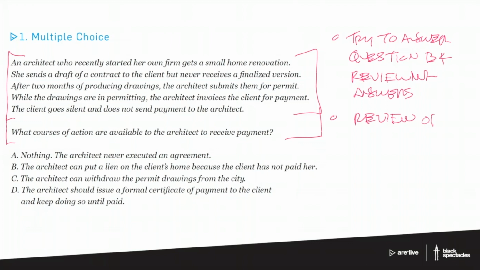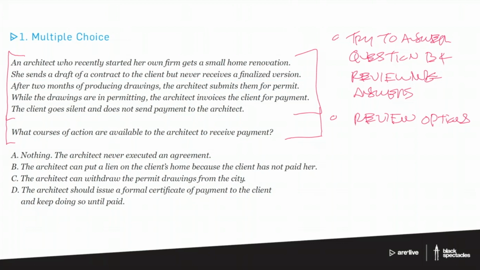Next one says the architect can put a lien on the client's home. Well, that sounds a little odd to me because every time I think of lien, I think of payments and construction times. I have also read and heard several times that liens deal with a GC and payment at the end of the project. So that just sounds a little iffy to me. Next one is the architect can withdraw the permit drawings from the city. Well, that just doesn't sound very professional. Why would I give someone something and then take it back?